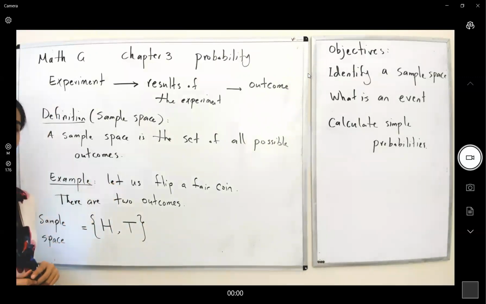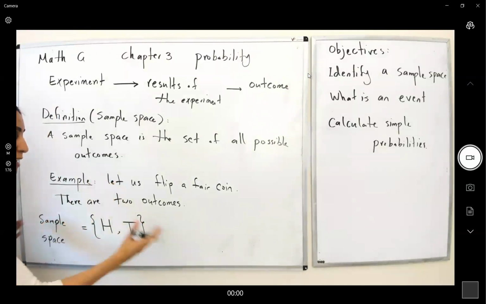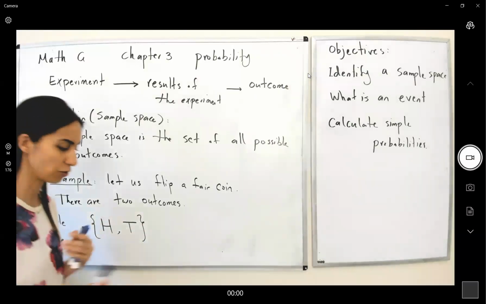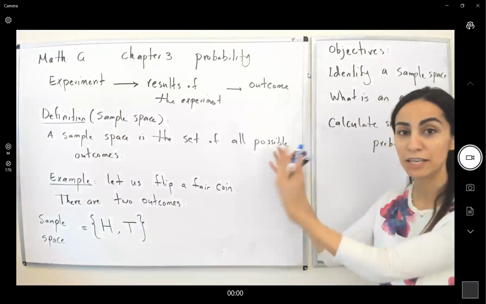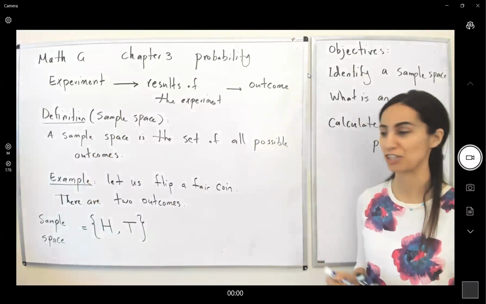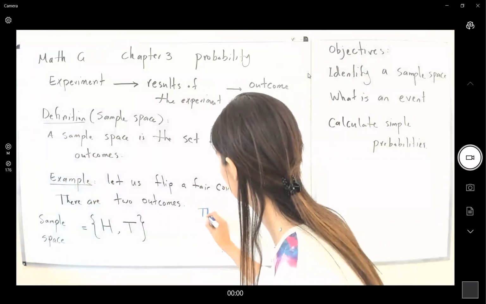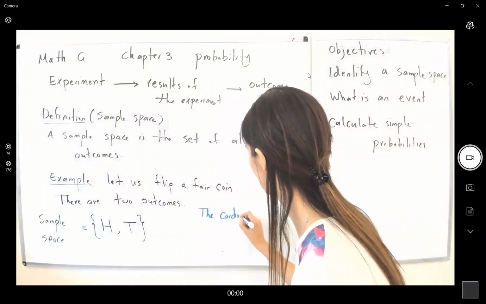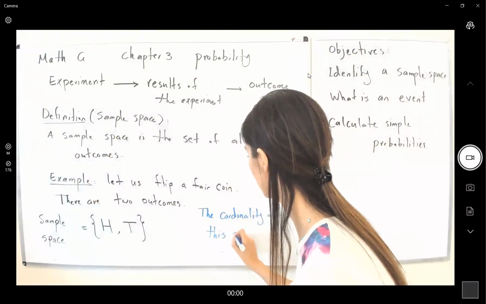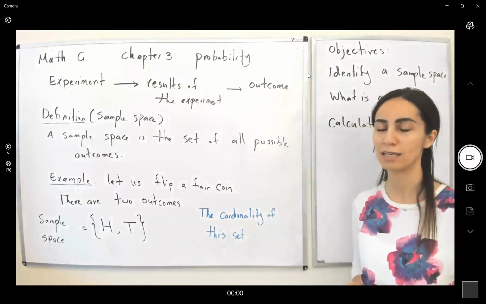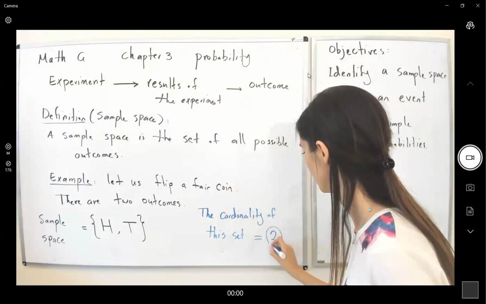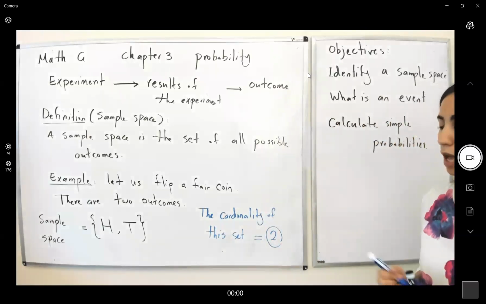Very well. What is the cardinality of this set or this sample space? So we're trying to connect what we're learning now to what we learned before. We're using set theory definitions. The cardinality of this set, or the size of this set, is equal to 2. Very well.